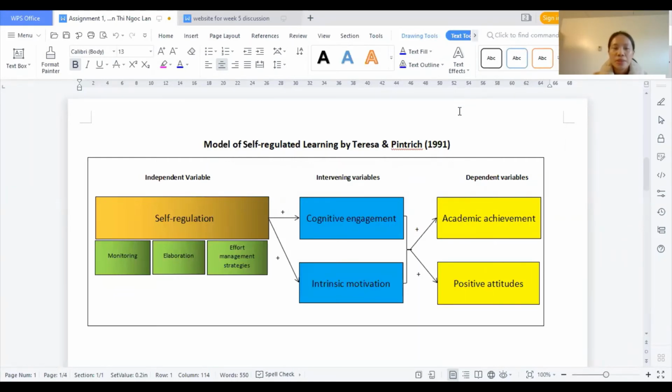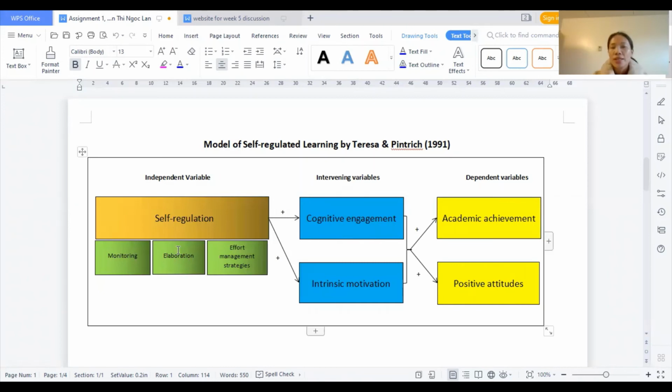And in terms of the theory applied in my research, I will take the model of self-regulated learning by Pintrich, 1991. And this model is also taken by Nicol and McFarlane-Dick 2006, as well as Carless et al. 2011, as a theoretical framework for designing sustainable feedback. In other words, sustainable feedback aims to boost students' self-regulation to improve their learning.